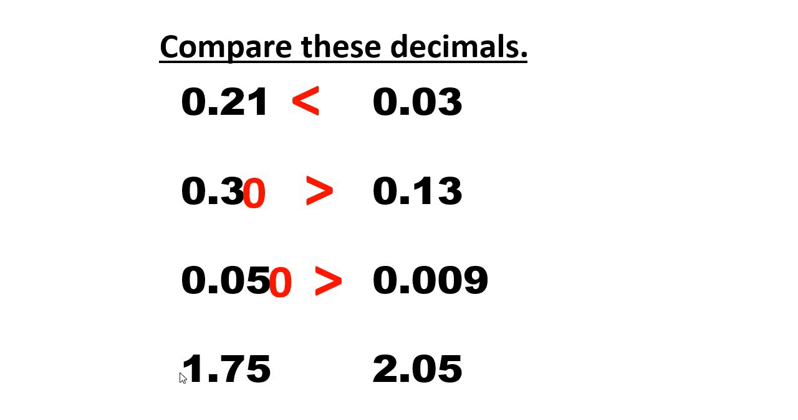And then the last problem here has got some whole numbers out in front. So let's make sure we check those first before we do anything else. And in this case, we have 1 is smaller than 2. So it really doesn't matter what the decimal is after that. It's automatically the 2 that's going to be larger.